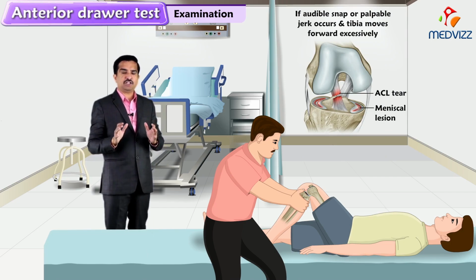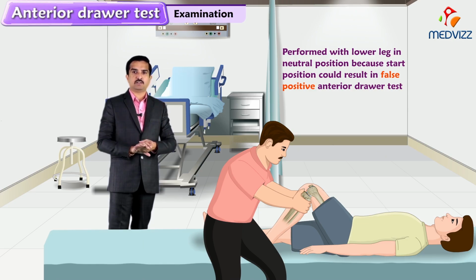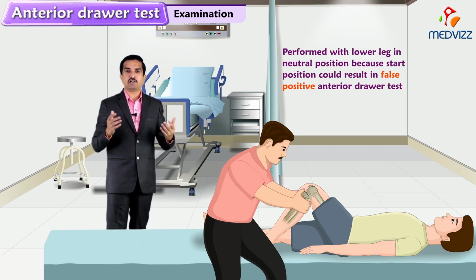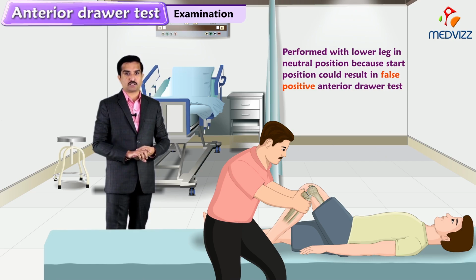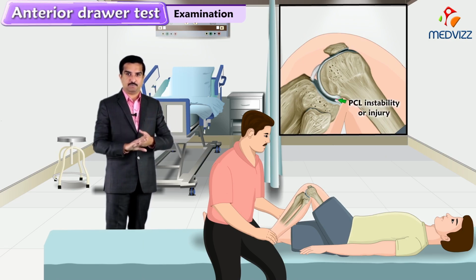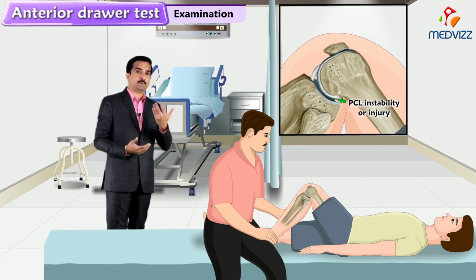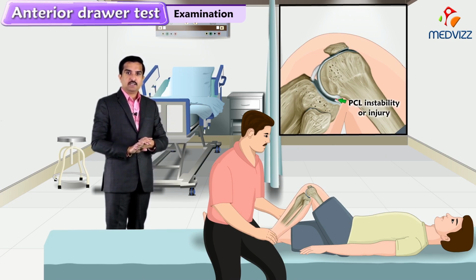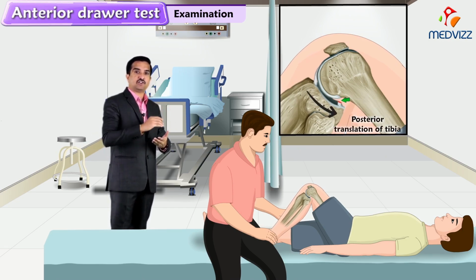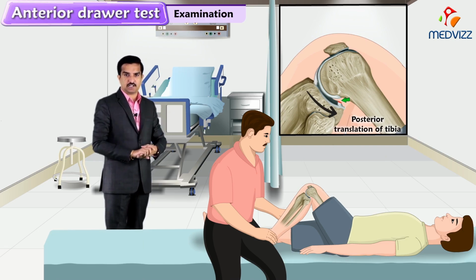And this examination must be performed with the lower leg in neutral position because the wrong start position could result in a false positive anterior drawer test. What is the meaning of this? For example, if there is a PCL instability or PCL injury, meaning whenever there is a rupture of the posterior cruciate ligament, there will be posterior translation of the tibia from the neutral position before the beginning of the test.